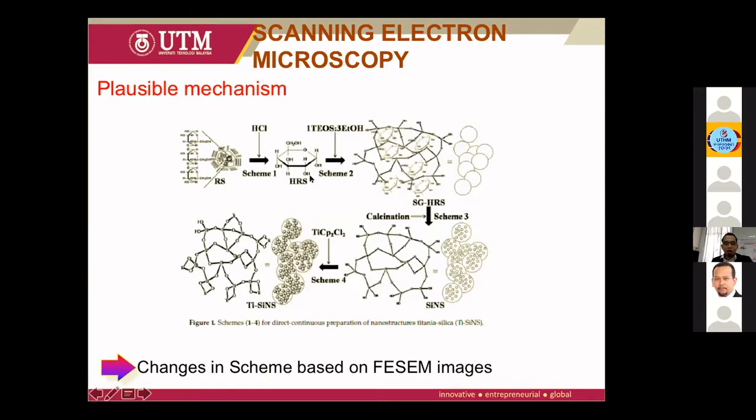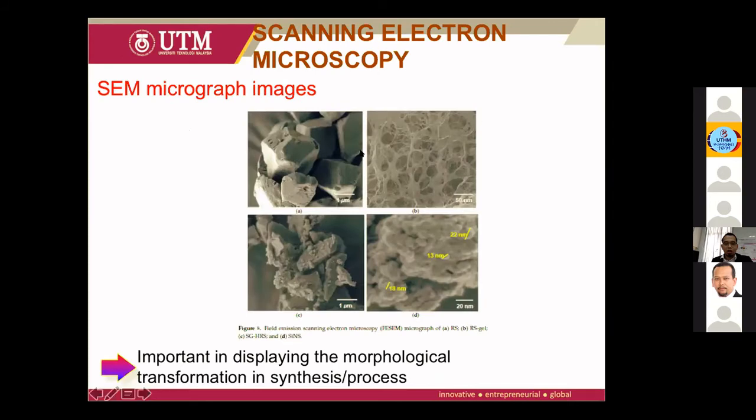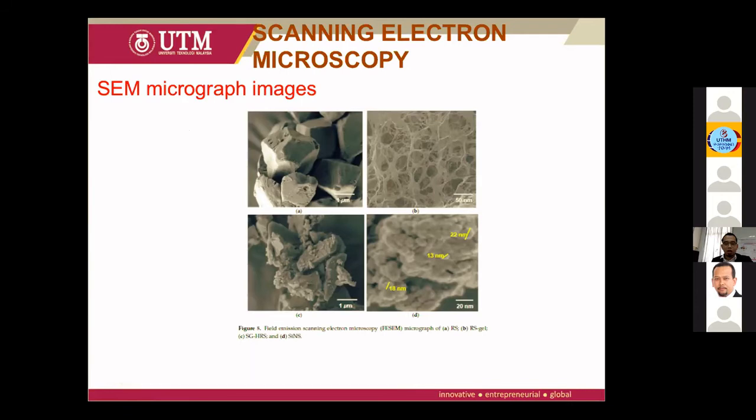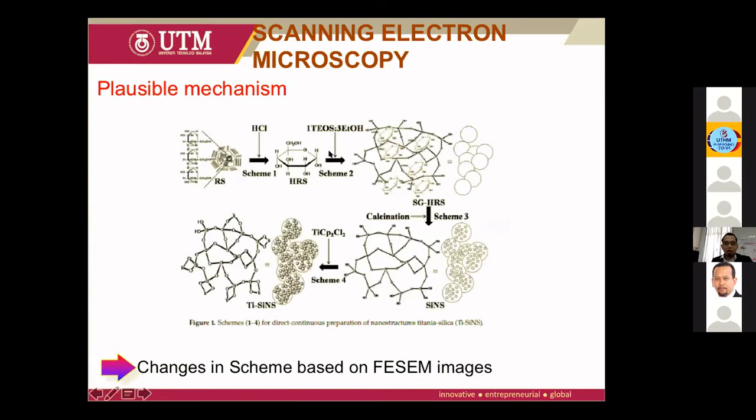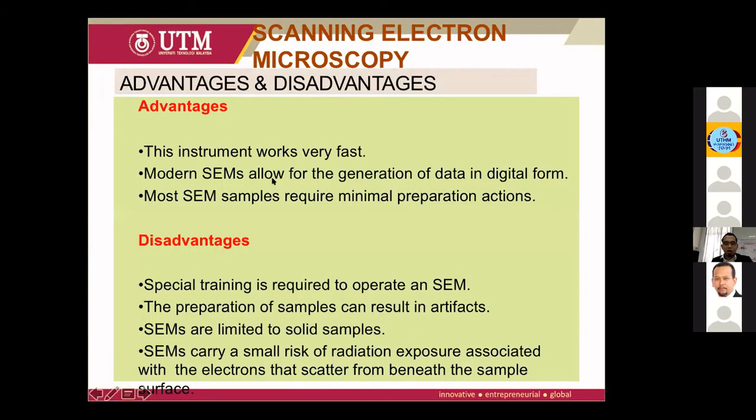Take note that based on different schemes here, we transform our starch into sol-gel rice starch, okay? And then we transform it again into the nanostructured silicate. Titanium silica comes afterward in scheme 4. So based on the SEM, we not only see a single morphology, but we can depict the transformation of our process. Let's say you have different schemes in your schematic diagram, in your proposed procedure, so you can monitor that based on the transformation of your morphology. This is important for you to understand that not only the final product is important, but the overall process can be closely monitored, and the changes in the morphology are also significant.